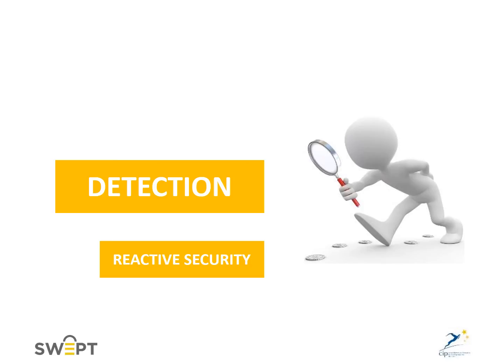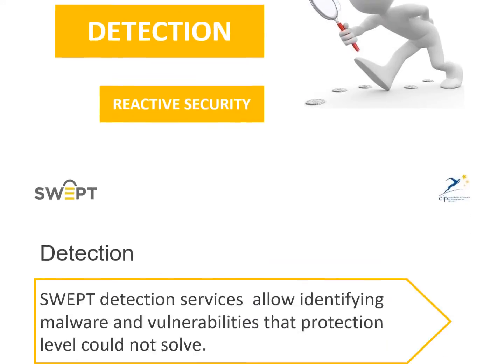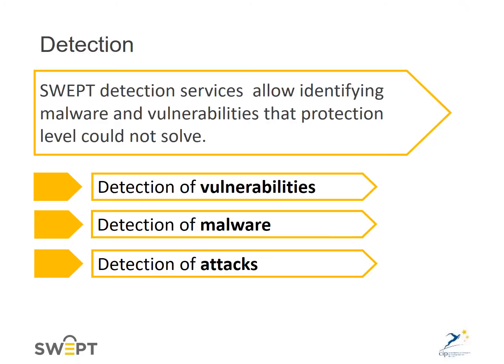Firstly, in the scenario where SWEPT has been installed on a website and the website is already insecure and has some issues. In this case, we need detection to detect those issues. And secondly, in the cases where the prevention is not enough and hacks can still occur, detection is able to act as a second line of defense. Within SWEPT, we define three types of issues that we detect. These are vulnerabilities, malware, and attacks.